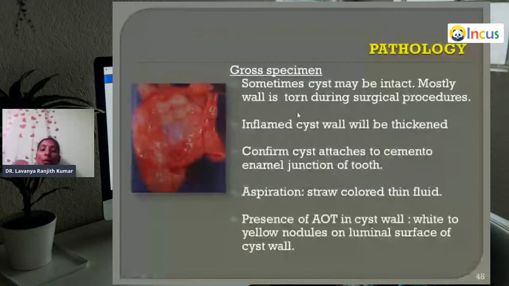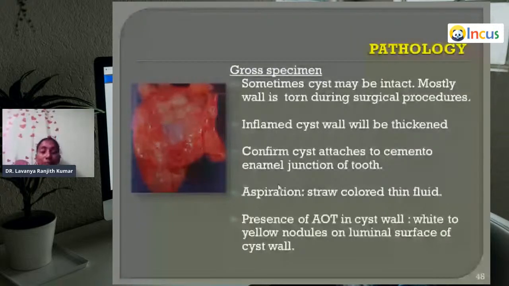Mostly the wall is torn during the surgical procedure, because the epithelial lining is very thin. An inflamed cyst wall will be very thickened, and the cyst attaches to the cemento-enamel junction of the tooth. Aspiration will yield a straw colored thin fluid, and if an AOT is present in the cyst wall, there will be white to yellow nodules on the luminal surface of the cyst wall.